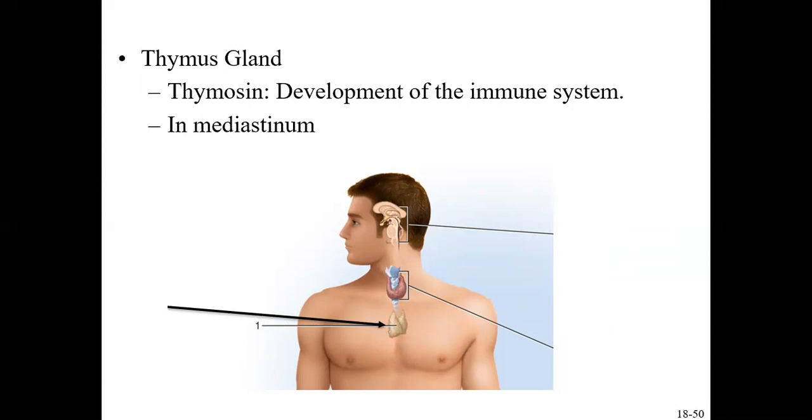They don't show the heart here, but this is basically sitting right on top of the heart. And so the thymus gland is important because it helps to develop the immune system, specifically T cells. We'll talk more about T cells in another chapter, but these are some of your lymphocytes, white blood cells. And so thymosin is a hormone that helps in the development of those T cells.